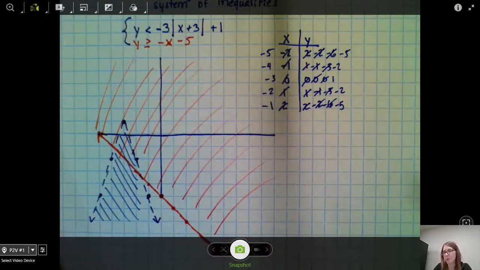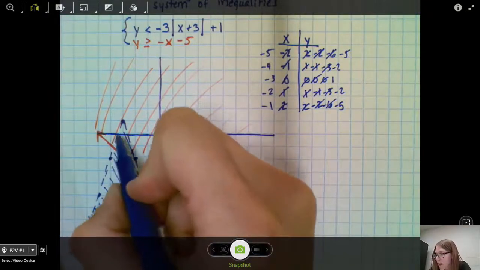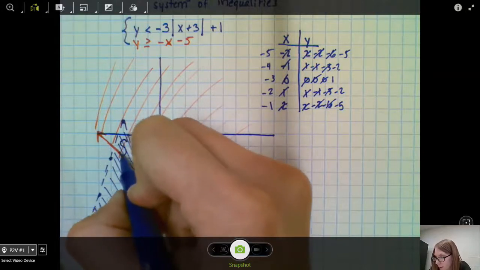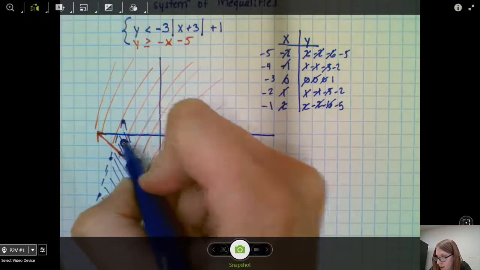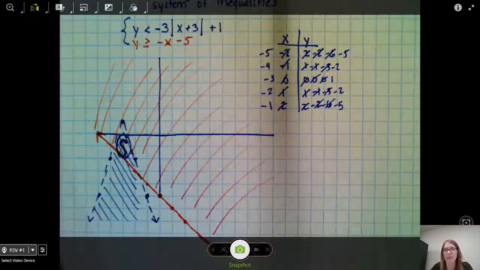So this problem, our solution is pretty small. It's our double shaded region, just like before when we had linear systems of inequalities. Our double shaded region is our solution.